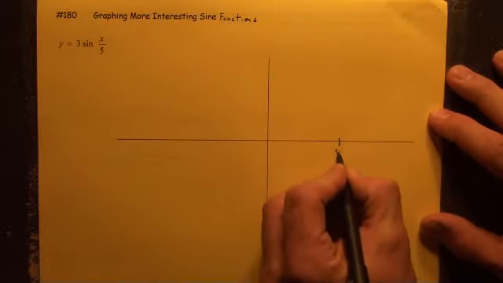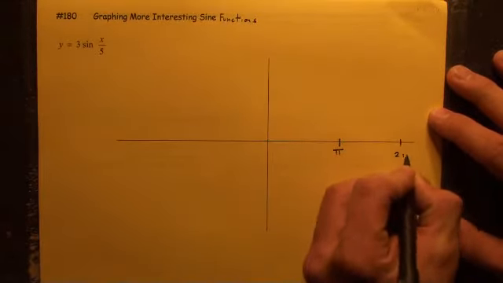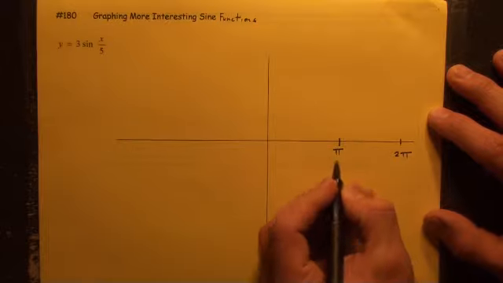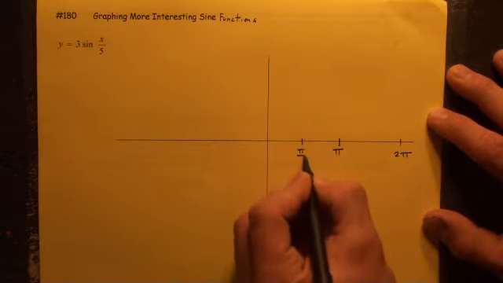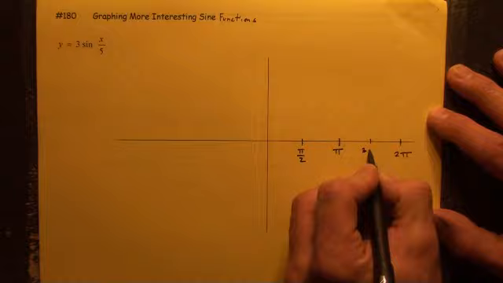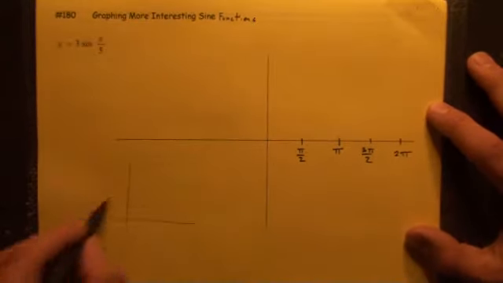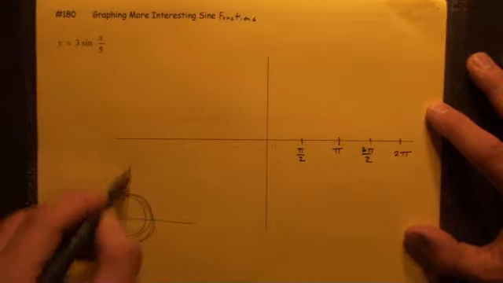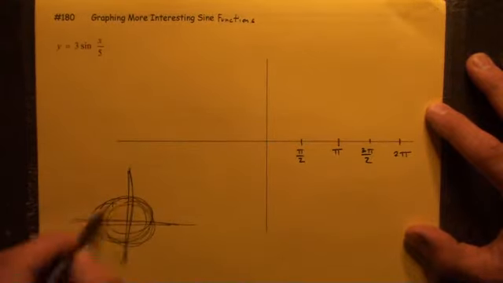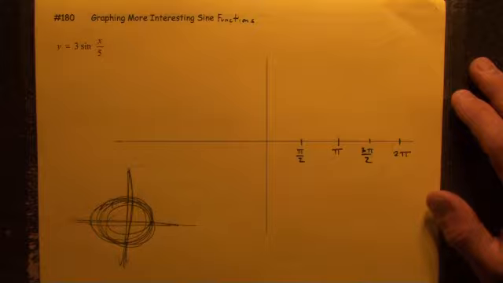We need to take a look at what's happening at pi, what's happening at 2 pi, or if you want to consider this 180 degrees. Pi over 2 is obviously 90. 3 pi over 2 is 270. If you need to, make your reference unit circle to help you figure out what's happening.